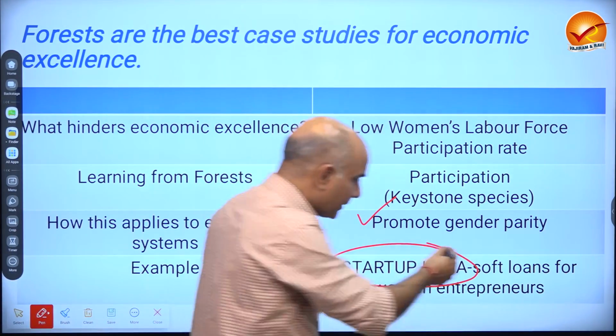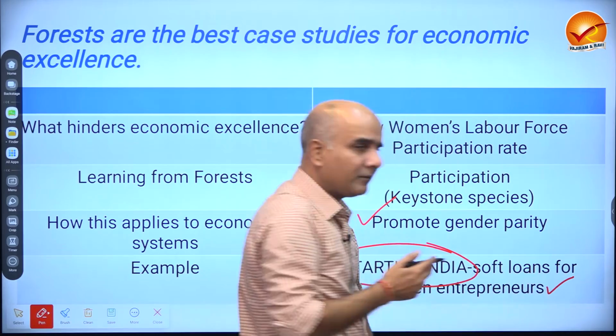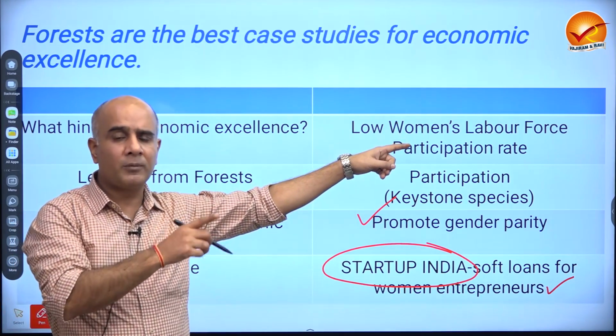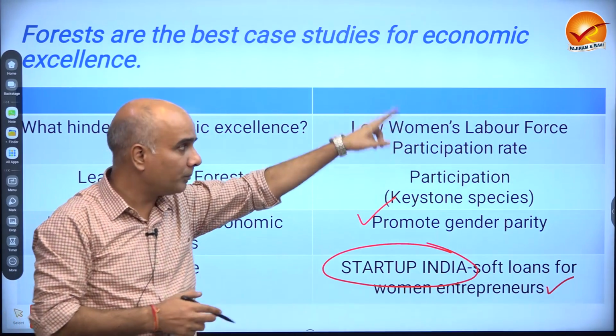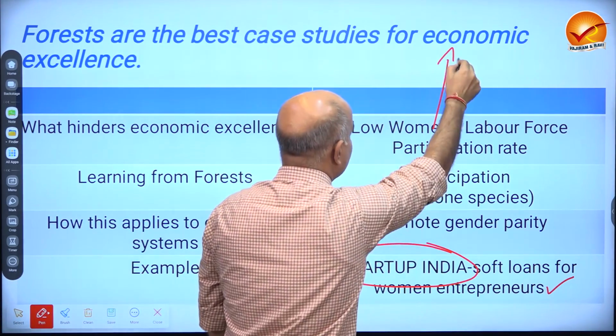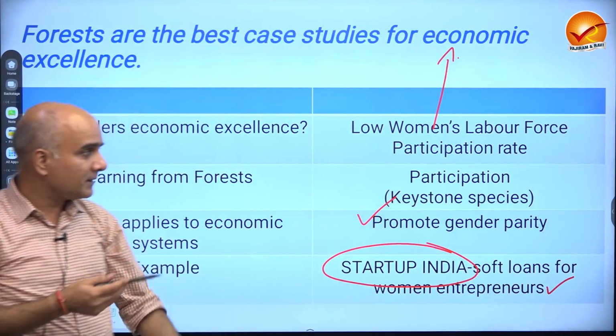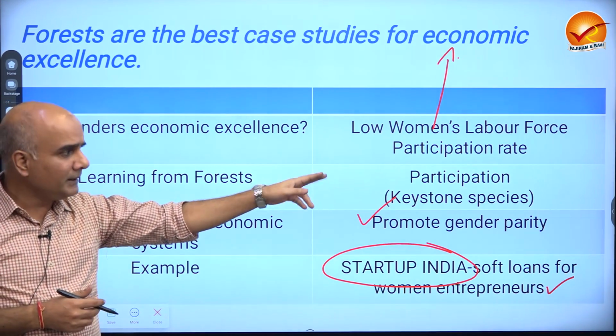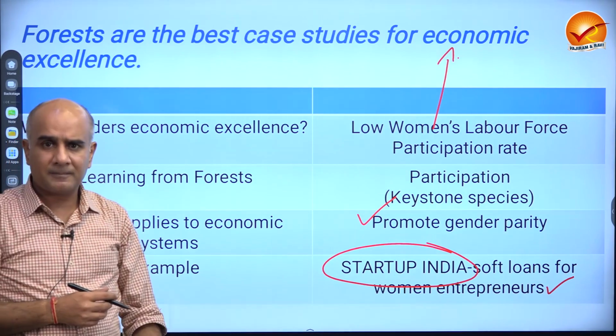What is the intention? To promote entrepreneurship among women. And when you do that, what are you doing? You will address this low labor force participation rate. That now paves the way for economic excellence in the future. And who taught us this? This is your forest, that every person, every segment of society must get a chance to participate.